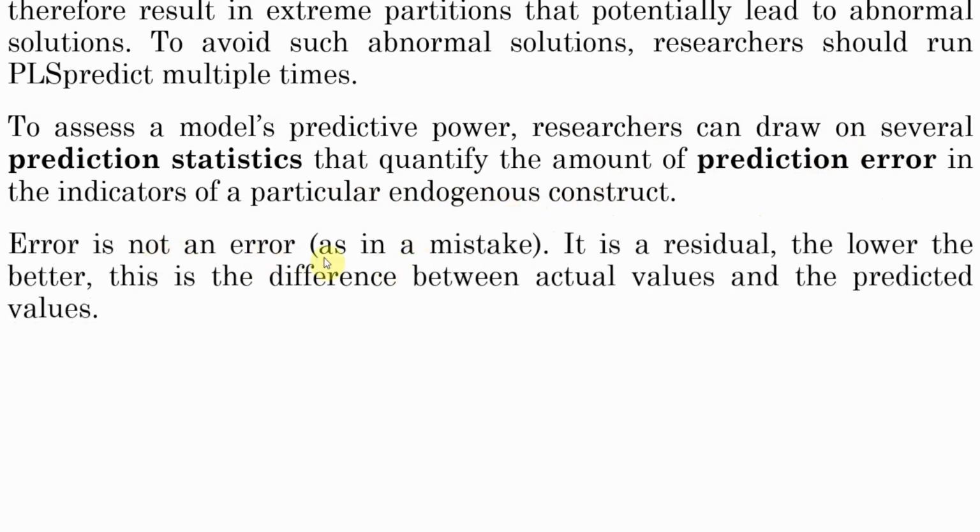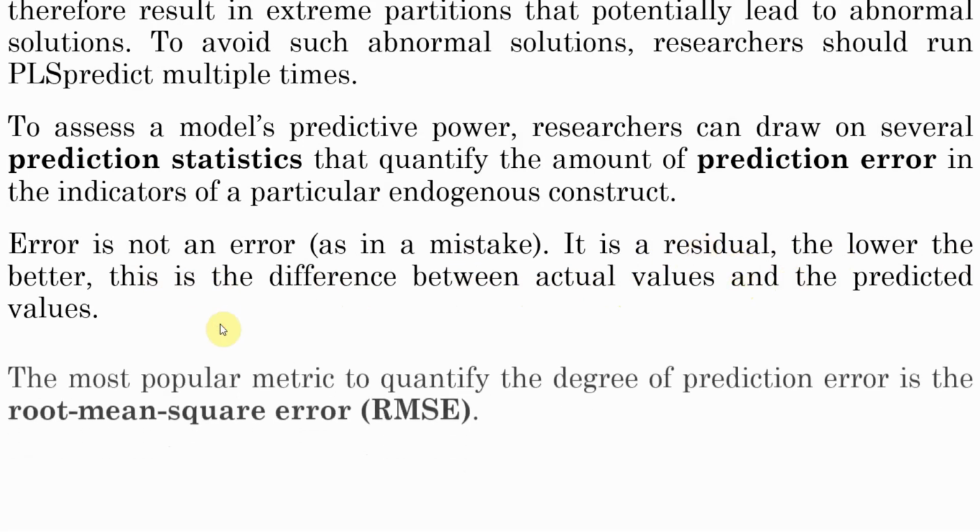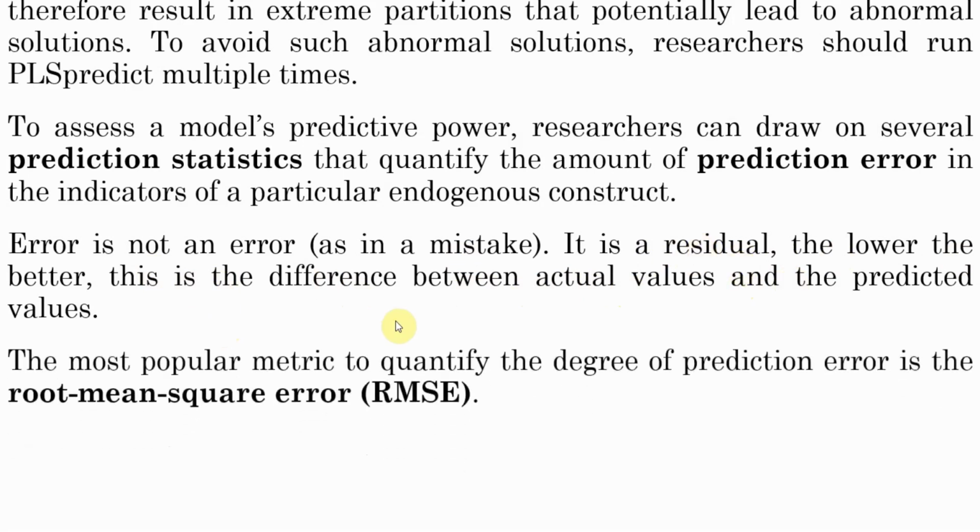Error in here is not an error as in mistake. It is a residual. The lower it is, the better. This is the difference between your actual values and the predicted values. And you want your error to be minimized. You want your actual values closer to the predicted values.